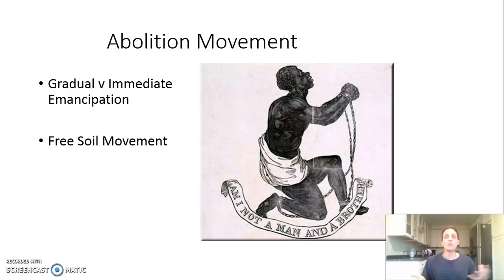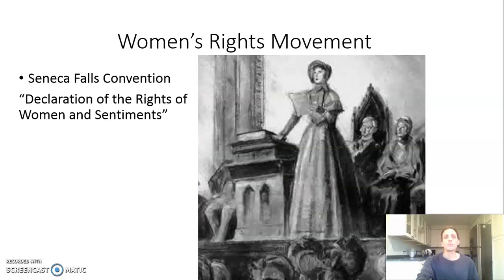So you have some people who see it as a political issue, who don't want to divide the country up politically. You see some people who see it as a moral issue, like William Lloyd Garrison or Frederick Douglass. And so they come in various different viewpoints on the reasons for abolition of slavery.